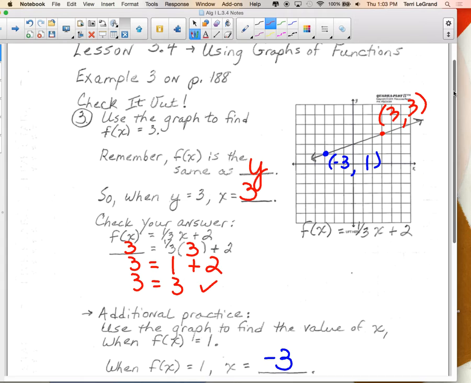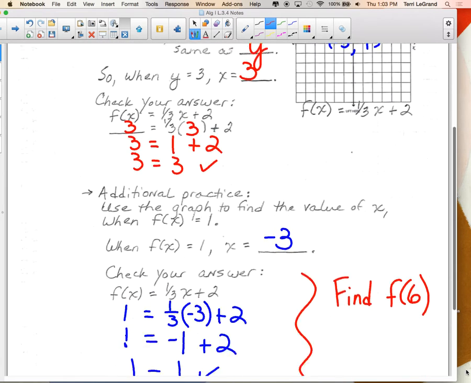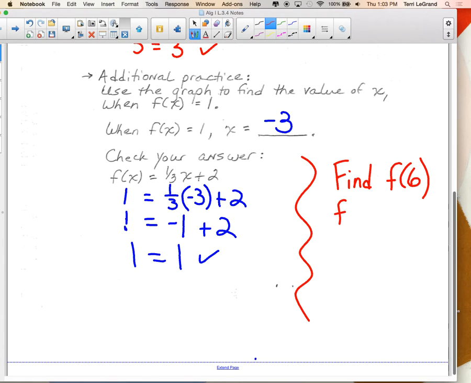Come on. No confidence? Carson? 4. So Carson says f of 6 equals 4. Anybody else get that? You? Okay. How do we get it, Carter? Multiply 6 by 1/3, and then you get 2 for that, so you add 2 plus 2.